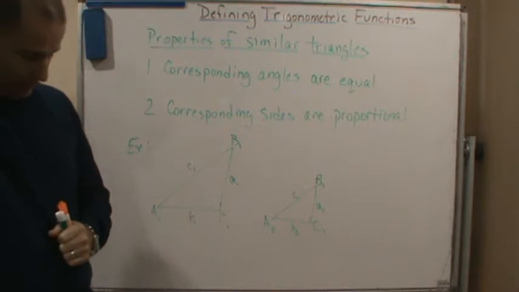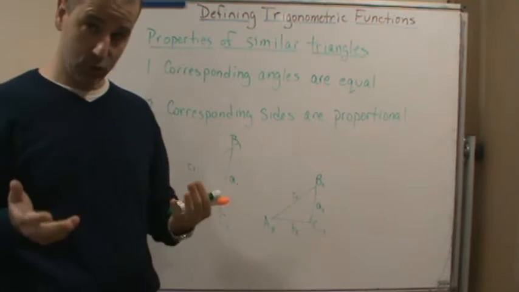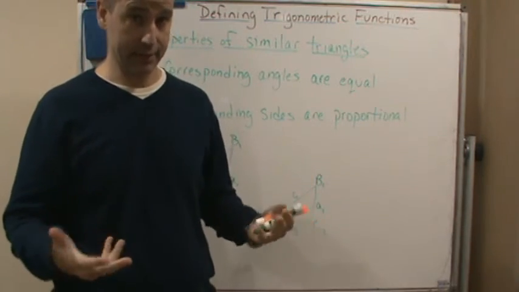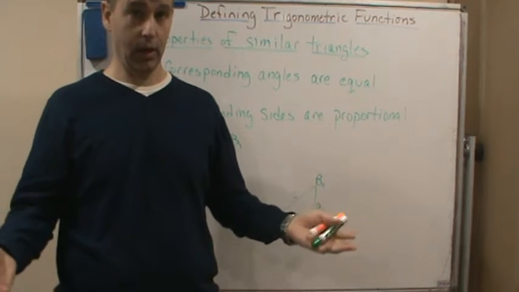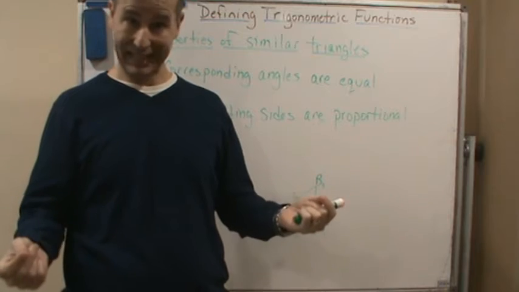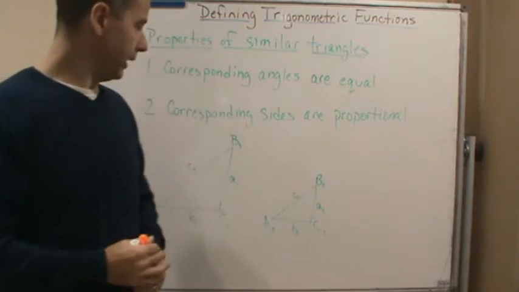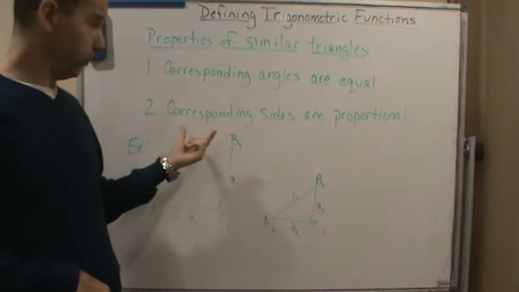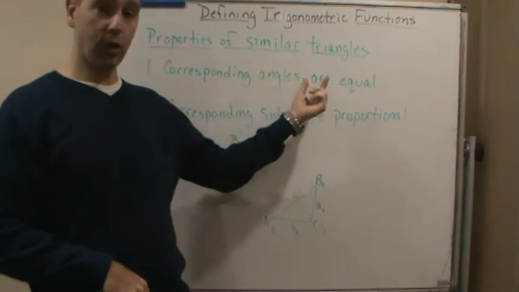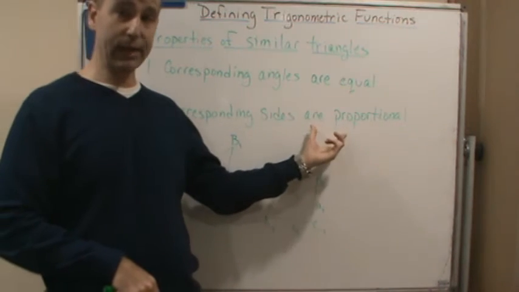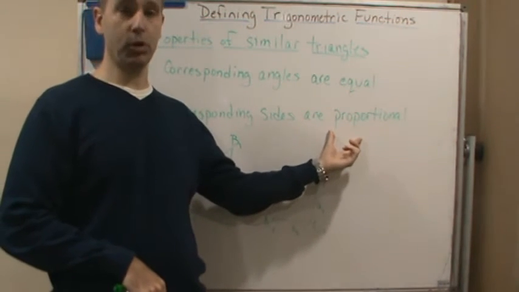So what does that mean? In the simplest cases, similar triangles are triangles that look alike but are different sizes. That's really what it comes down to. Triangles that look alike but are different sizes, different scales, if you will. So again, in that case, both of these properties must be true. Okay, so corresponding angles are the same, they're equal, but the corresponding sides are not equal, but they're proportional.